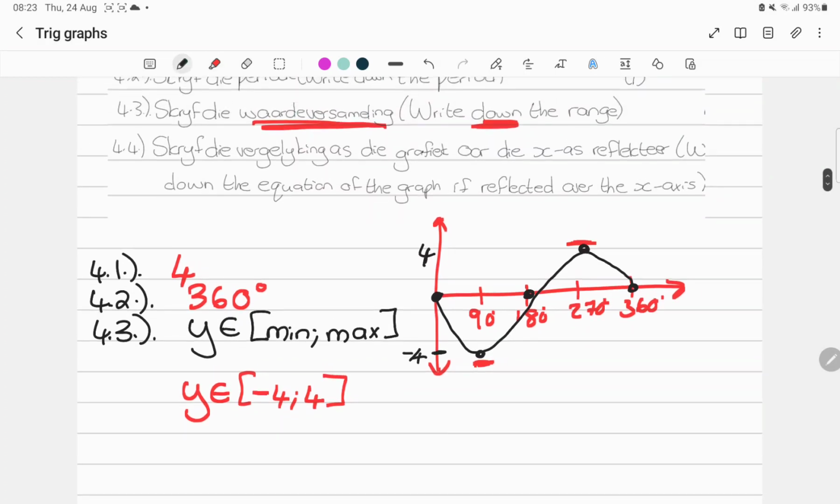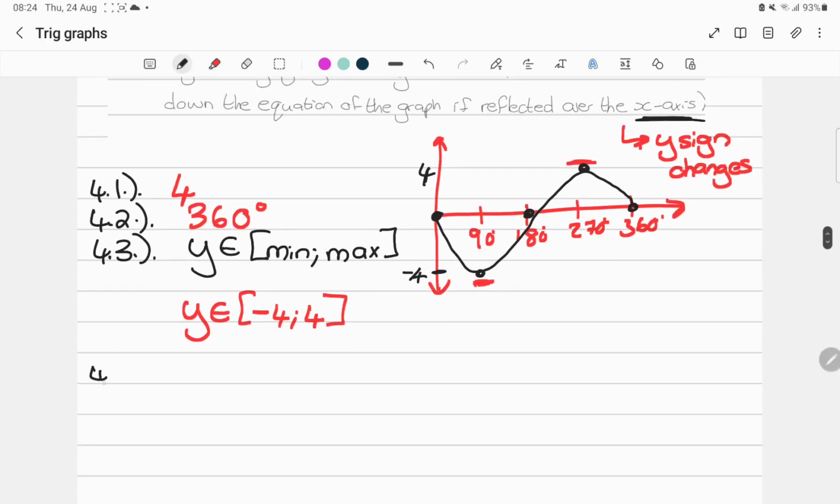Right, and then the last question says, oh, it cut off a bit, but it said, write down the equation of the graph if it is reflected over the x-axis. So remember, when something is reflected over the x-axis, it means basically your y sign is changing, which means that if my graph is going up and then down, it's now going to go down first and then up. That's what it means when something is reflected over the x-axis.